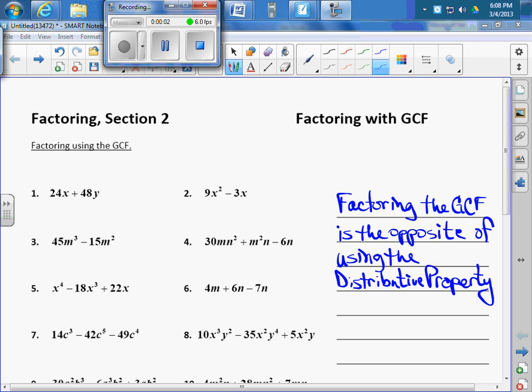All right, in factoring unit section 2, we're talking about factoring with the GCF. Make sure you write this down because this will be crucial to your understanding of how to work this kind of problem out. Factoring the GCF is the opposite of using the distributive property. Now think about what I just said. Factoring the GCF is the opposite of using the distributive property.